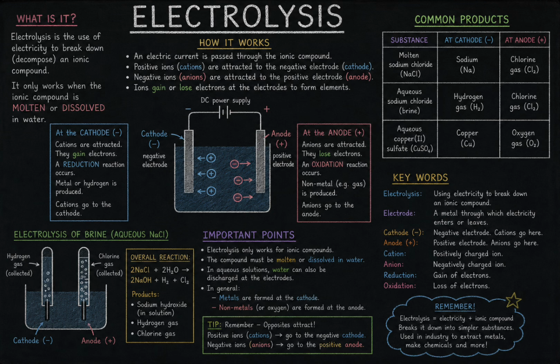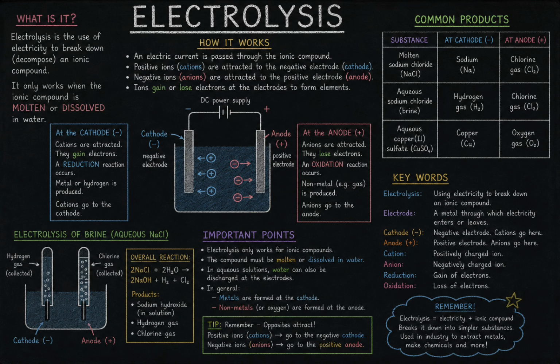Electrodes. There are 2 electrodes. Cathode. The cathode is negative. Positive ions, called cations, move here. At the cathode, they gain electrons. This is called reduction. Usually a metal or hydrogen is produced. Anode. The anode is positive. Negative ions, called anions, move here. At the anode, they lose electrons. This is called oxidation. Usually a nonmetal, like chlorine or oxygen, is produced.